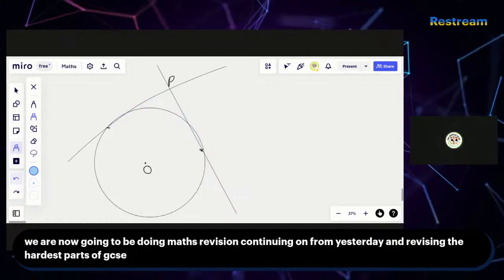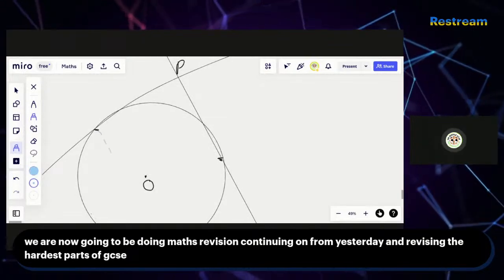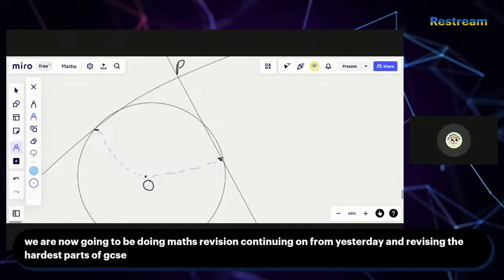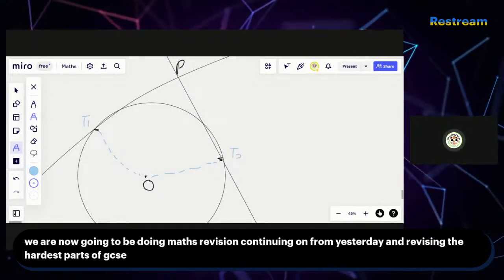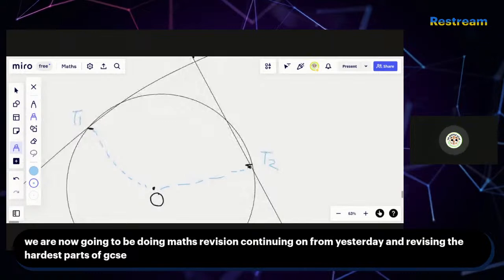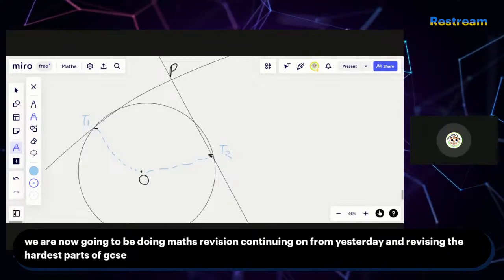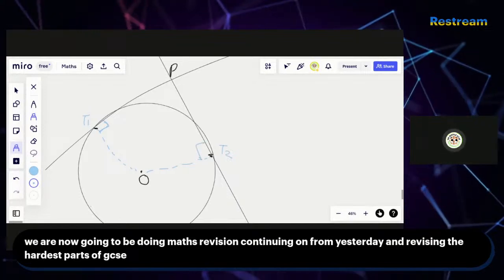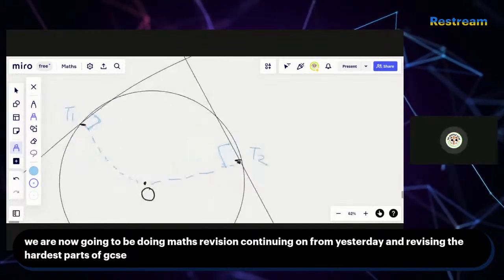So how do we prove this? We can prove this by drawing a line from this point here to here, and from this point here to here. Let's call this T1 and this T2. We know from the proof just earlier, the right angle theorem, that a tangent is perpendicular to a radius. So therefore this must be 90 degrees. The same thing here: this tangent, T2, is perpendicular to the radius here, so this is also 90 degrees.